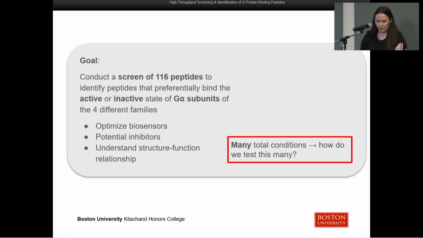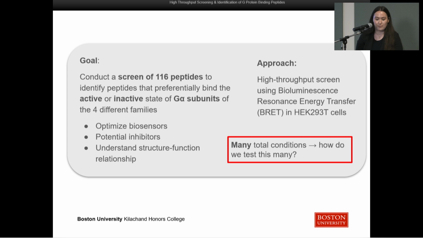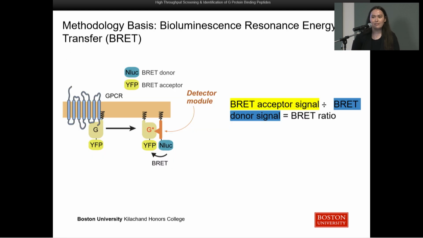With this many conditions, our approach for this project is going to be doing a high-throughput screen using bioluminescence resonance energy transfer, or BRET, in HEK293T cells. So to go into my methodology, BRET is an assay involving light with 2 key components. You have a BRET donor, which I'll be calling the NanoLuc, and a BRET acceptor, which is our YFP. When these 2 signals get really close together, we get a high BRET ratio.